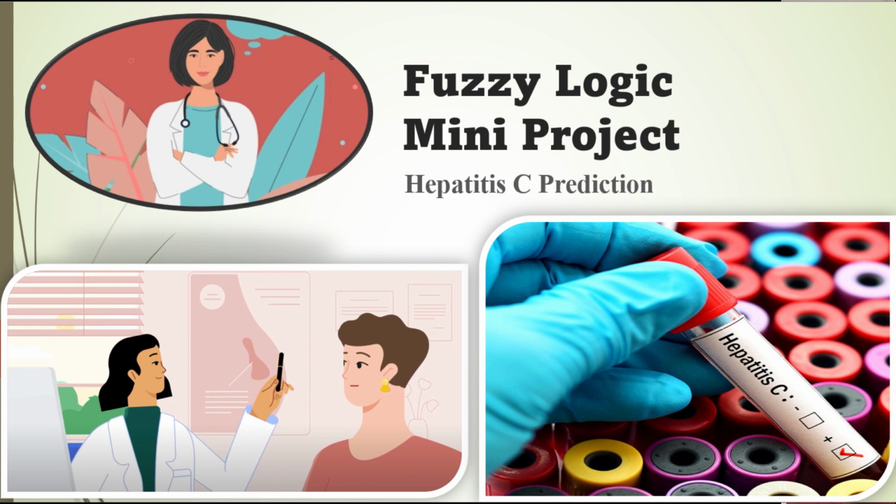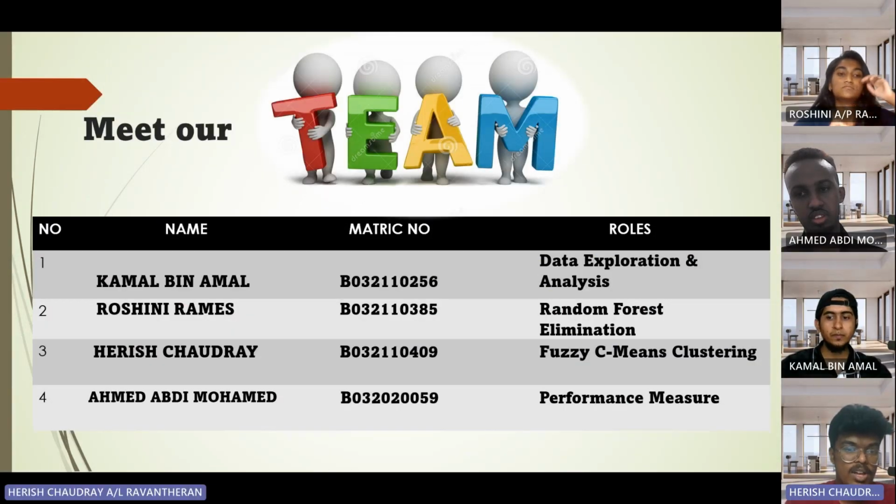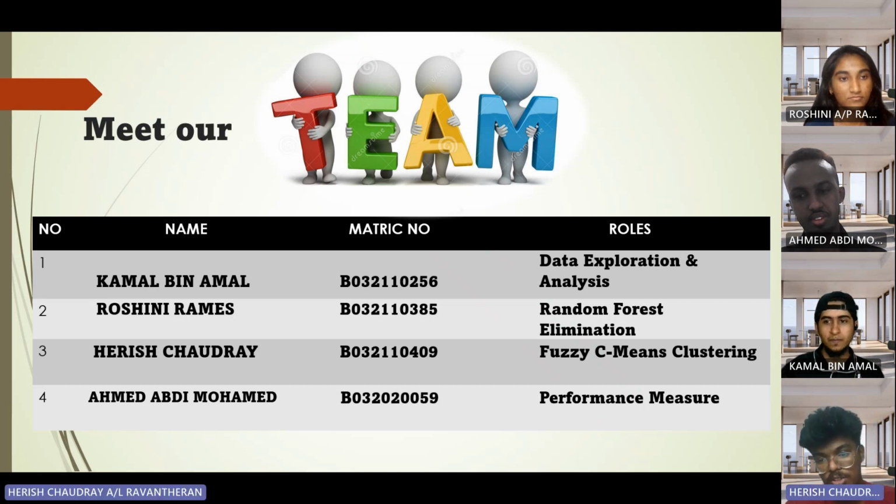This is the interim of our project. Basically, we're going to explain what we are working on and what progress we have made so far. Our team consists of 4 people: Kamal, Roshini, Harish, myself, and Ahmed Abdi Muhammad. We have certain roles that we have displayed here. Kamal will be starting with the data exploration and analysis, so I'll give it to him.